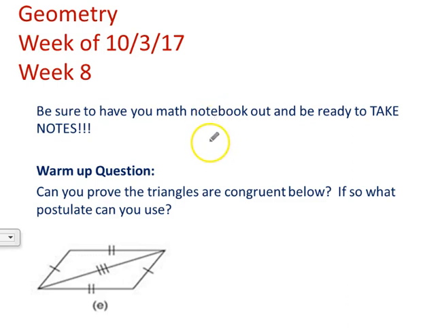We've got a warm-up question to get us thinking about what we learned about last week. We learned two postulates that we can use to show that two triangles are congruent. We learned about the side angle side and the side side side postulate. So taking a look at the triangles below, there are two triangles. Can you prove that those triangles are congruent? And if so, what postulate can you use?